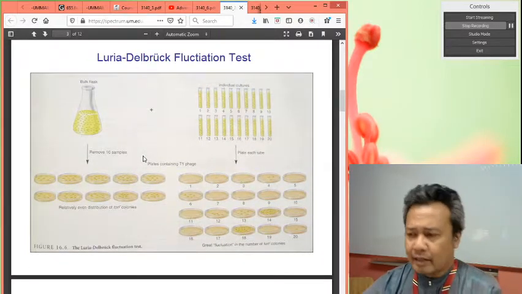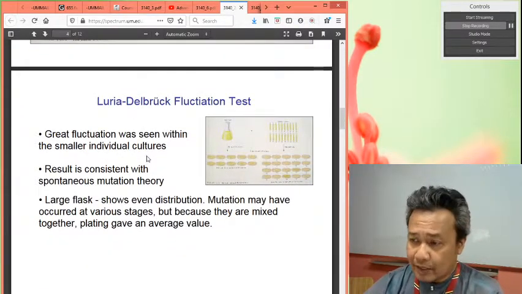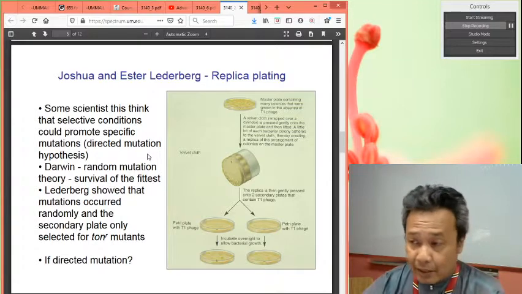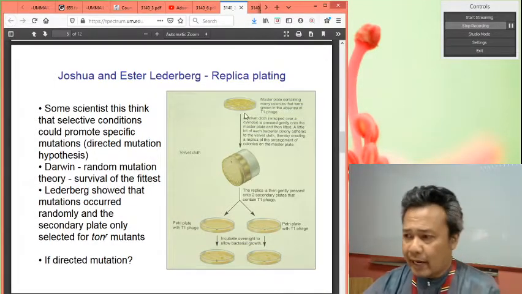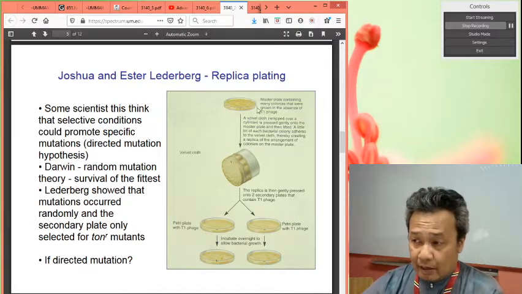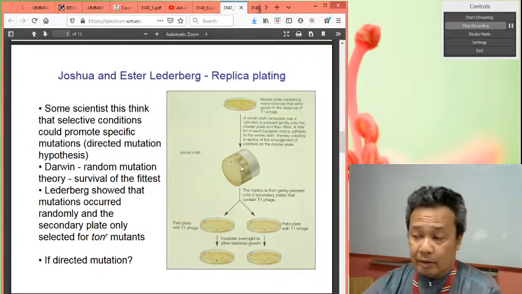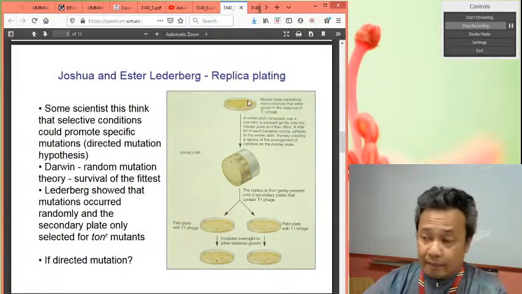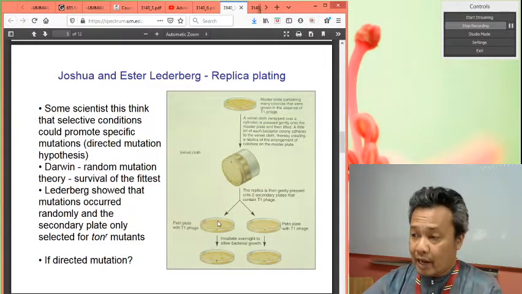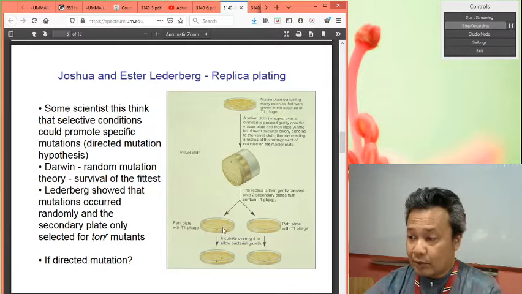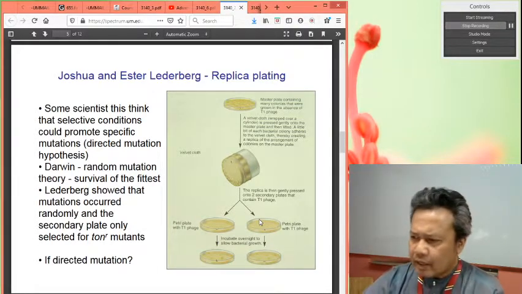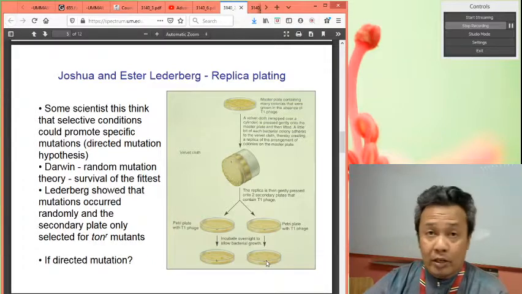So that's the main take-home message from this experiment. Similarly, another experiment by Joshua and Esther Lederberg is replica plating. Again, from this set of colonies, you use this velvet cloth, and then you print it onto another plate, and you spot the same colonies. You mark the X so that you get similar colonies in both plates. You're just replicating, and from there you'll find that the same colonies will grow.